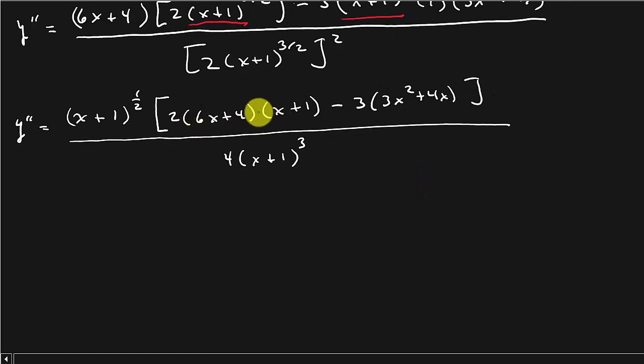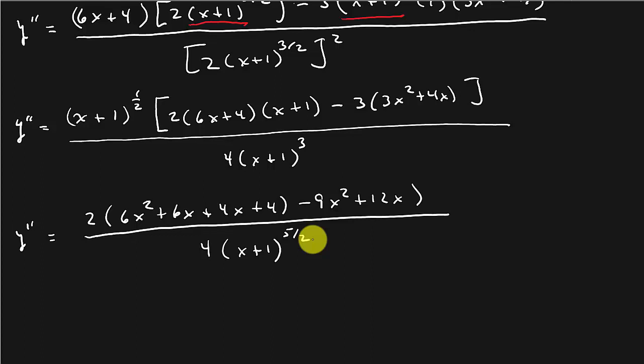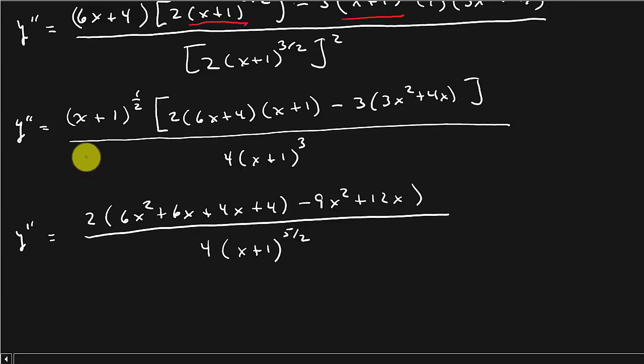Let's distribute that 3. So y double prime is equal to 2 times (6x squared + 6x + 4x + 4) minus (9x squared + 12x), over 4 times (x + 1)^(5/2). So what in the world went on there? Well, I've got like base here and here. If I bring this down and multiply, I subtract the exponents. So that's (x + 1) to the 3 minus 1/2. I brought it down here, and 3 minus 1/2, that's where the 5/2 comes from.